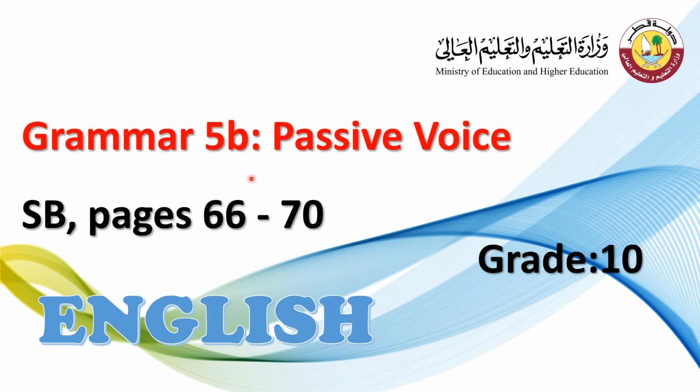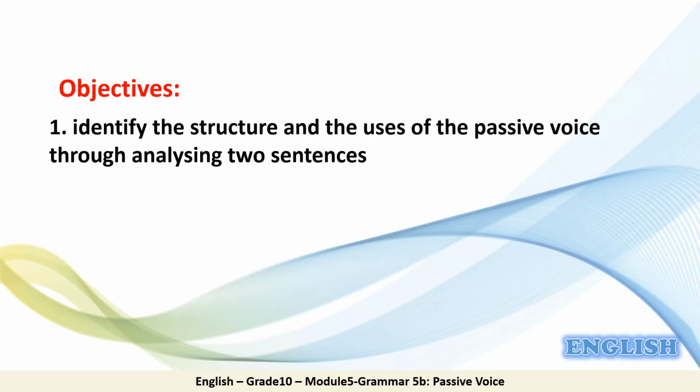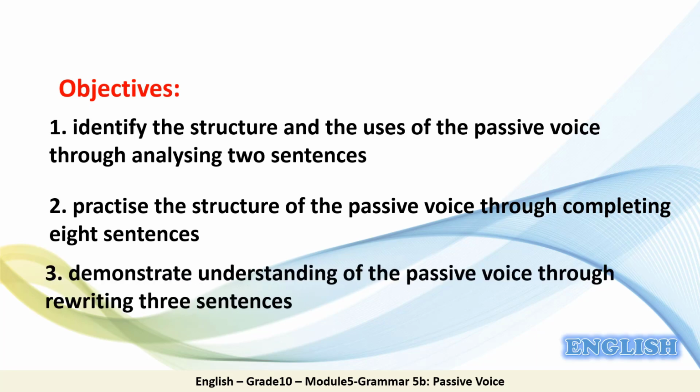Today's lesson is grammar, the passive voice. So get your student books ready, pages 66 and 70. Our objectives for this lesson: 1. Identify the structure and the uses of the passive voice through analyzing 2 sentences. 2. Practice the structure of the passive voice through completing 8 sentences. And 3. Demonstrate understanding of the passive voice through rewriting 3 sentences.